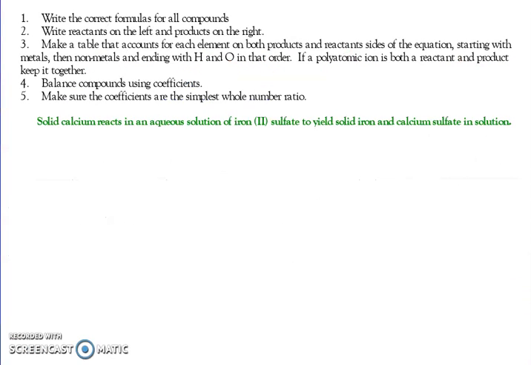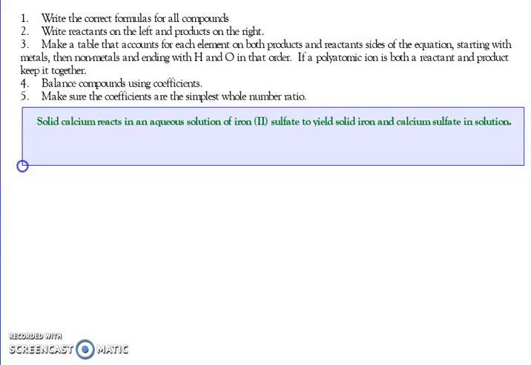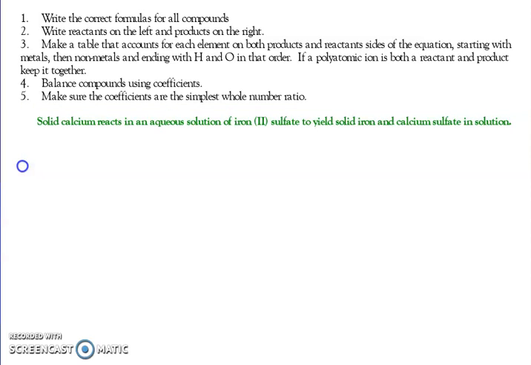So this is the first equation we're going to try. The rules at the top, the directions are still the same at the top. I just copied them there. The equation we're going to look at here is this right here. It says solid calcium reacts in an aqueous solution of iron II sulfate to yield solid iron and calcium sulfate in the solution. So the first thing you want to do is recognize the different symbols in here.